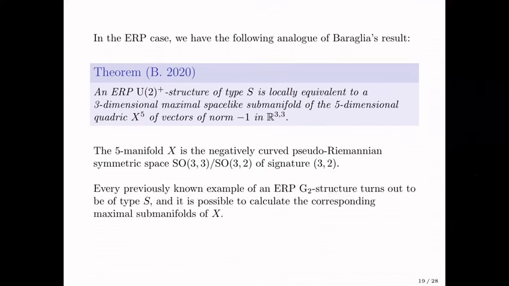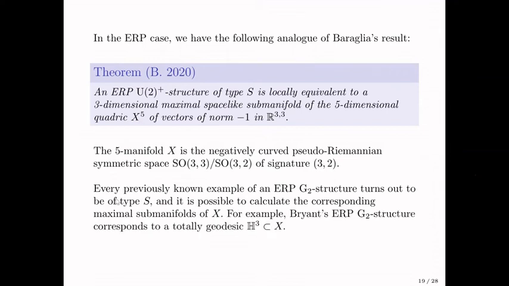Okay, and then it turns out that every previously known example on that list, so all of Lauret-Nicolini's examples appearing in their classification, turn out to be of this type S. And then for each of these examples, you could calculate the corresponding maximal submanifold of X. As a basic example, Bryant's example corresponds to a totally geodesic hyperbolic 3 space inside this 5-dimensional manifold. And for each example in the Lauret-Nicolini list, you're going to get a homogeneous maximal submanifold of X. Okay, the structures of type S are also interesting from the point of view of the Laplacian flow.